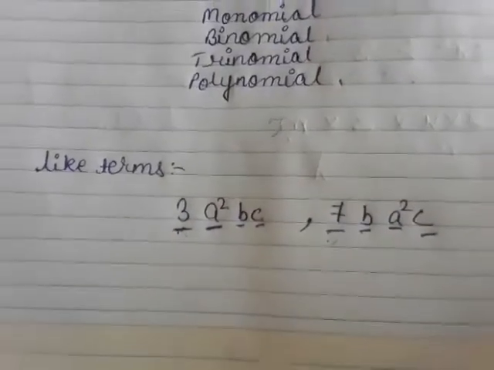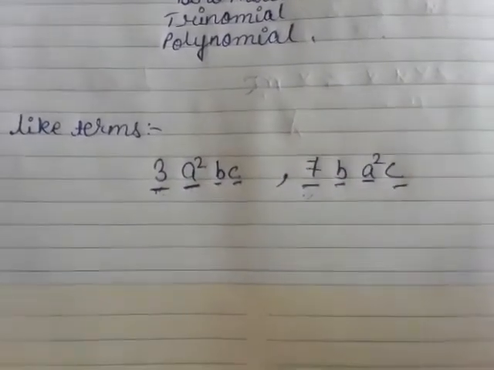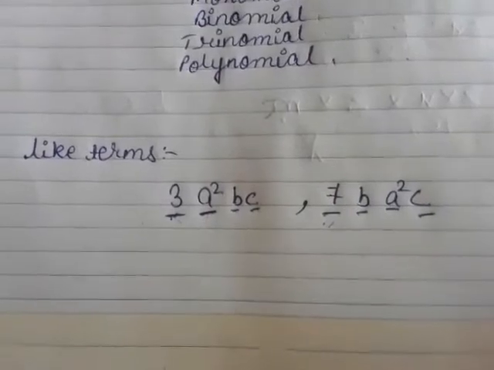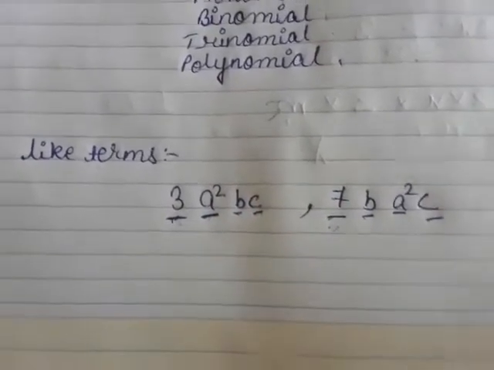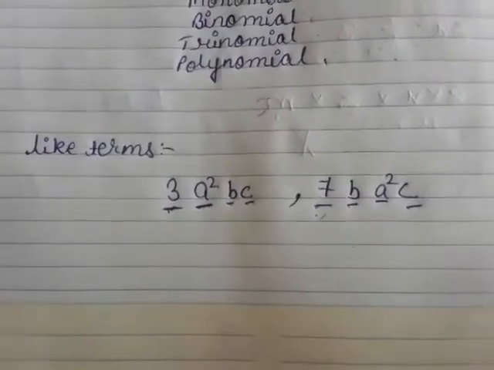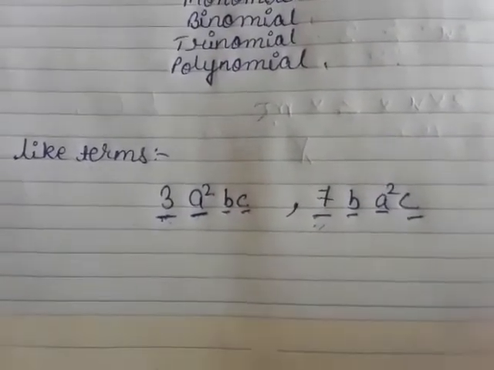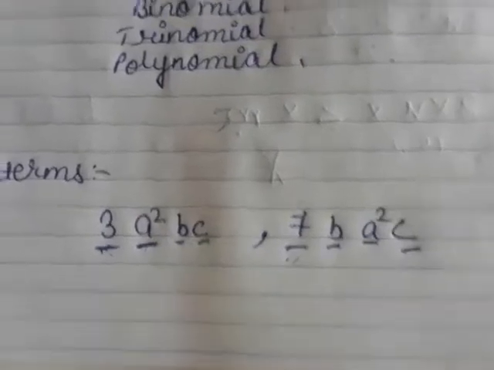In algebra, addition and subtraction is done only with the like terms, but multiplication can be done with the unlike terms also. Now you have heard two types of terms, one is like term and one is unlike term. I will explain you in my own way to make you understand. Now what do you mean by like terms?